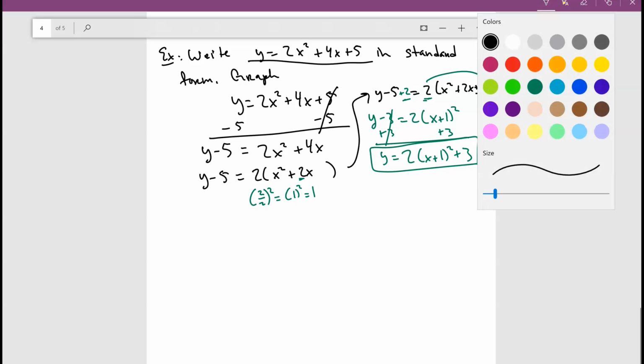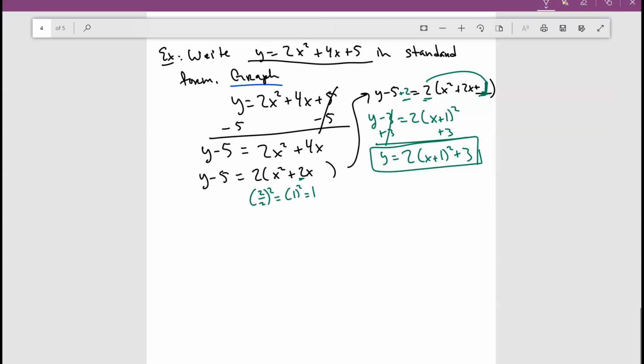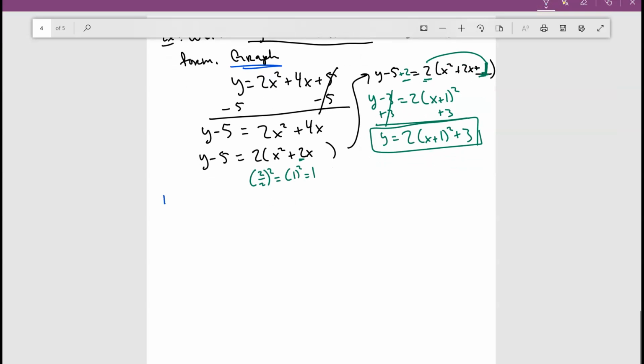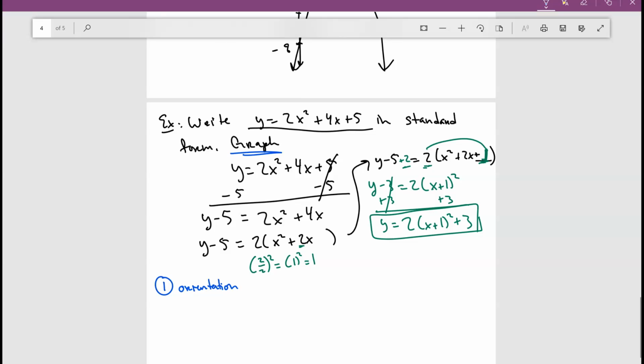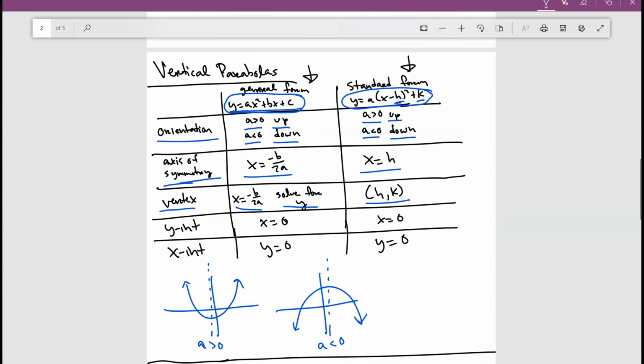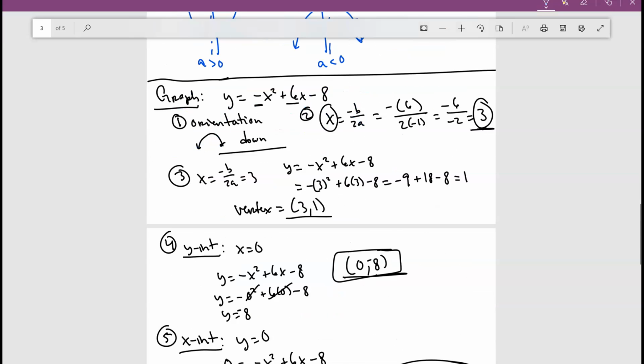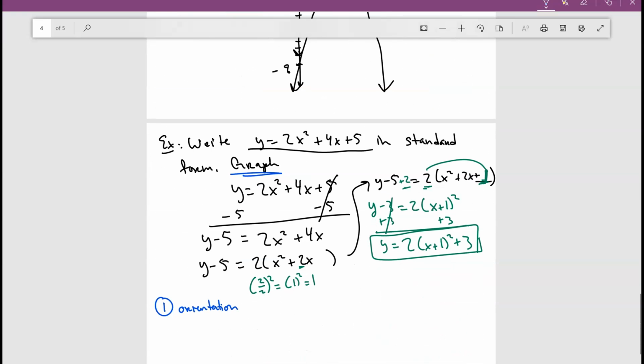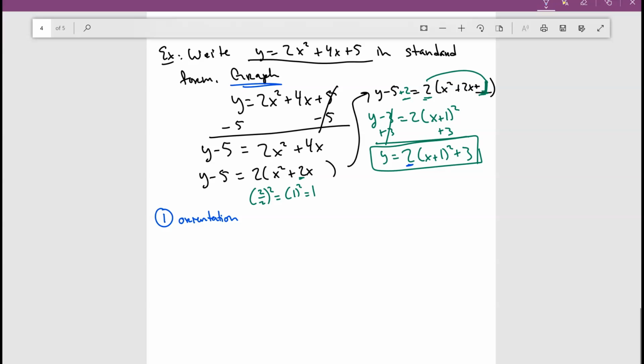So let's figure out, because now we want to graph this thing. The first thing that we want to do is orientation. Orientation is going to be my a value. Oops, that's not how you spell orientation. Remember, that's going to be my a value, which is this positive 2. So that means it's going to be opening up. So it's going to be a happy parabola.